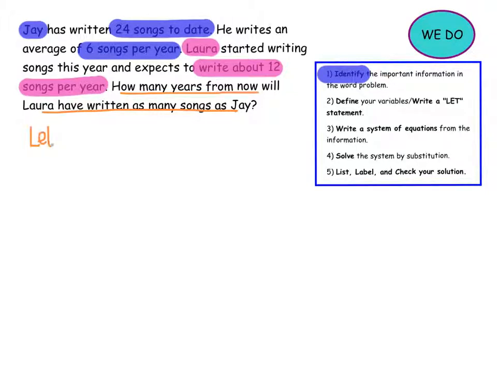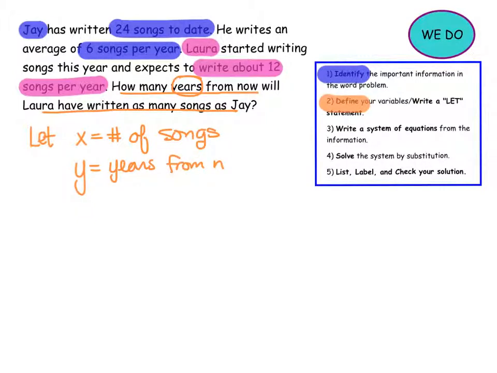And so when we write this let statement, let x equal and let y equal, just because we're already down to number 2, which is defining, we have to think about what we don't know and what we need to find. How many years from now will Laura have written as many songs as Jay? So if x is our number of songs, then y is going to be the number of years from now.